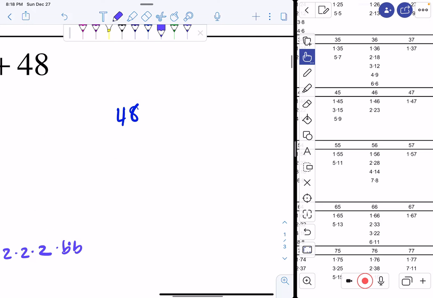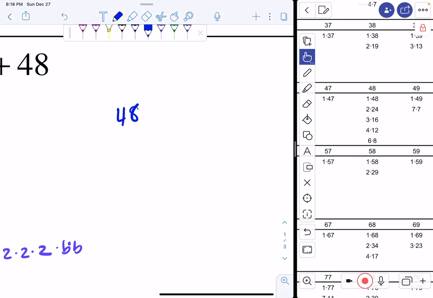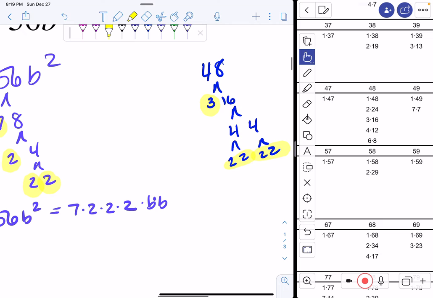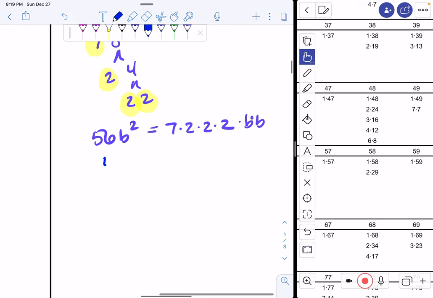Now I need to break apart 48. 48, I can do 6 and 8, 4 and 12, 3 and 16, 2 and 24. I'm going to do 3 and 16. 16 can be 4 and 4. And then 4 can be broken apart to 2 and 2. Highlight your 2s. So now I have 3 and then 4 2s. 1, 2, 3, 4. Perfect.